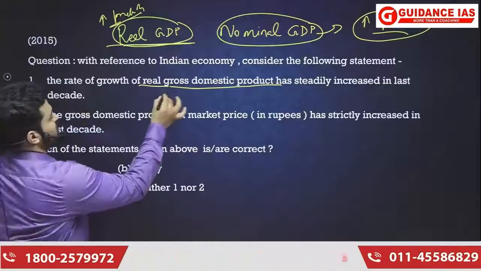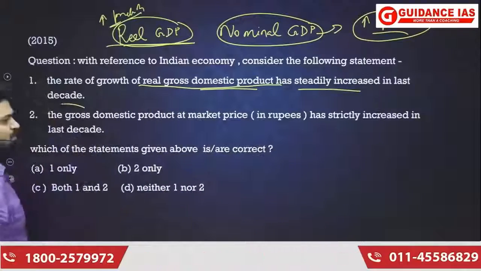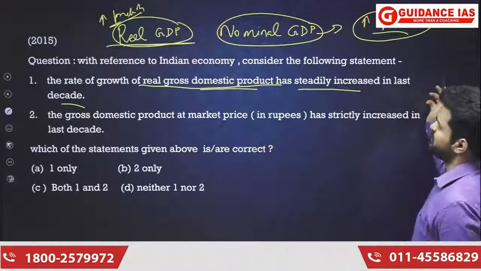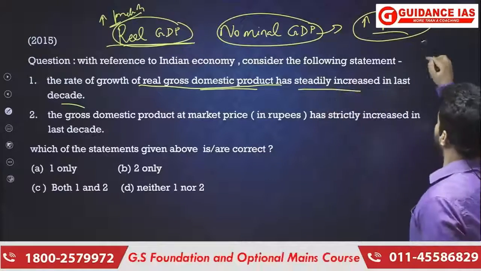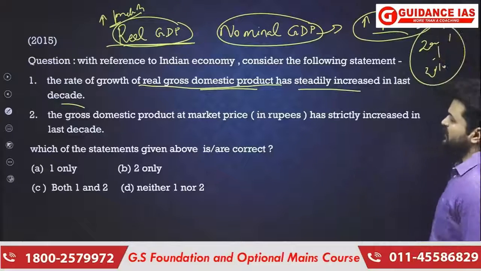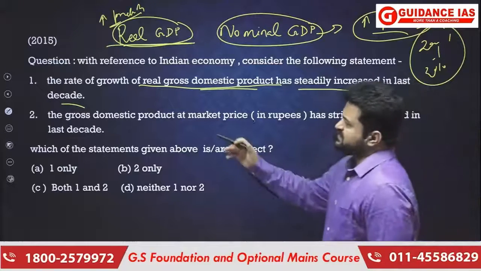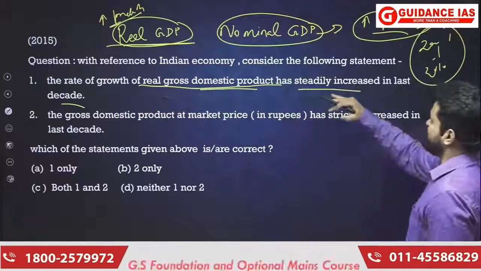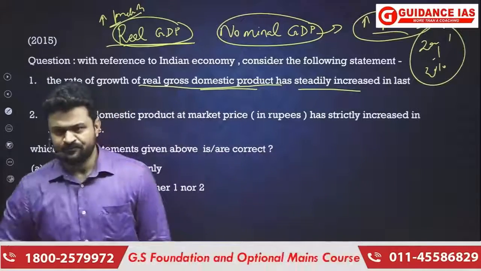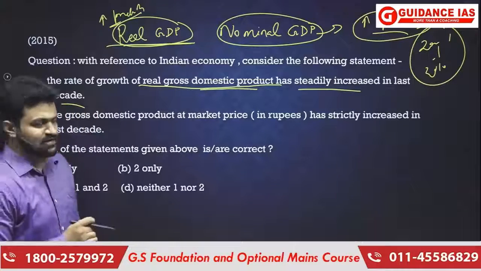The rate of growth of real gross domestic product has steadily, or continuously, increased in last decade. Now the question appeared in 2015. Last decade can be measured from 2005 to 2015, or it can be 2001 to 2010. I am not going to dwell on that part very much, because this is not going to change the answer. That means in the last 10 years, let us consider that to be the decade in question.